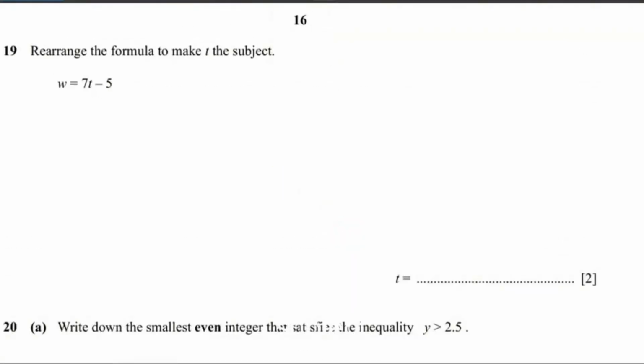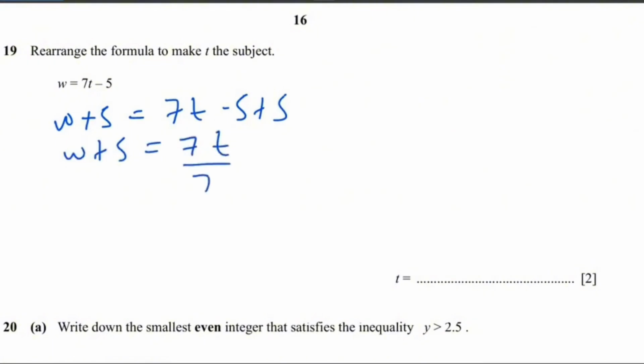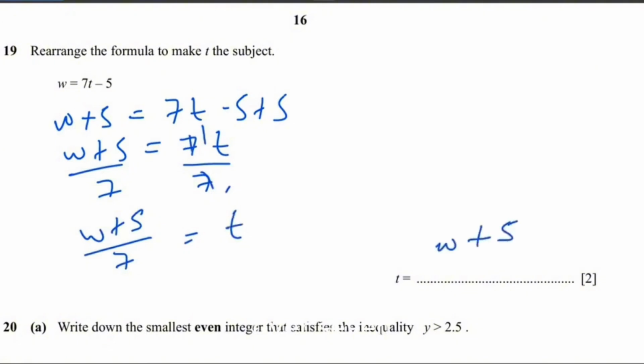Question 19, rearrange the formula to make T the subject. So this one is quite simple. We're going to add 5 to both sides and then divide by 7. So W plus 5 equals 7T minus 5 plus 5. Then we're going to get W plus 5 equals 7T. Then we divide both sides by 7, and we get (W plus 5) over 7 equals 7 divided by 7, that's 1, T. So T equals (W plus 5) over 7.